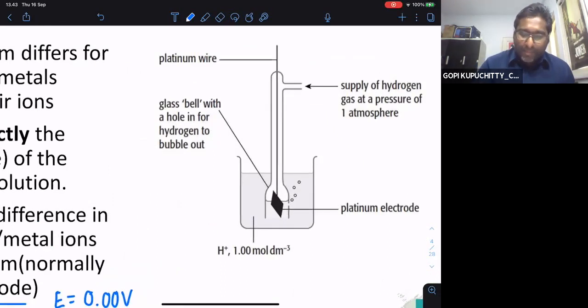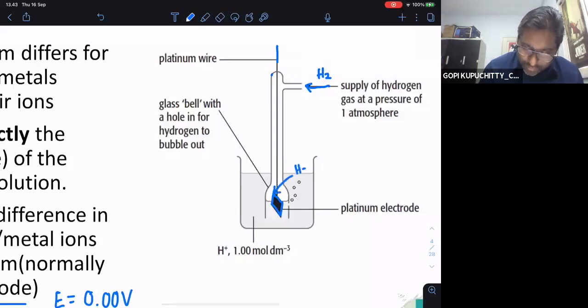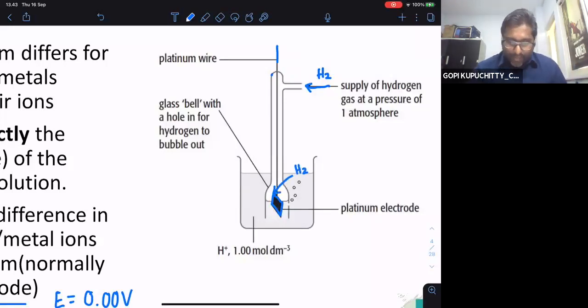We are going to have the platinum wire over here, and you are going to have a glass tube where a supply of hydrogen gas will come in. And then there will be a platinum over here, they call it black platinum. This platinum, you can see that it is coming into contact with the hydrogen gas, and half of it is coming into contact with the ion, which is going to be the H plus. This H plus ion can come from an acid, maybe hydrochloric acid or sulfuric acid.